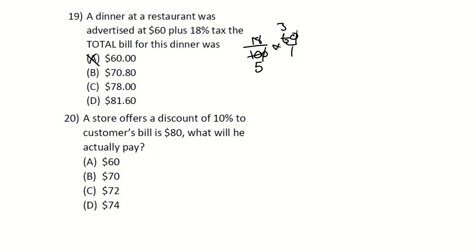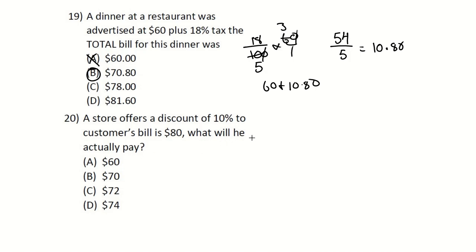Hold on. 8 3s are 24. 1 3 is 3 plus 2 is 5. 54 over 5, which is 10.80. So the total bill would be 60 plus 10.80, which is $70.80. Right? What will he actually pay?